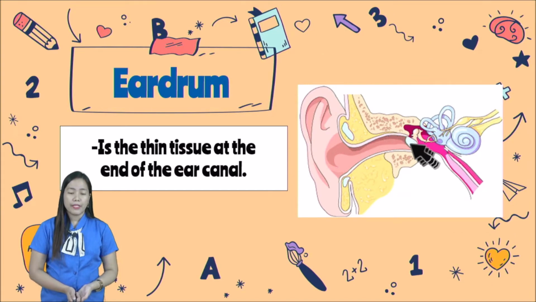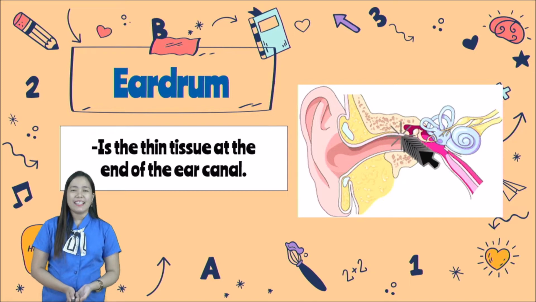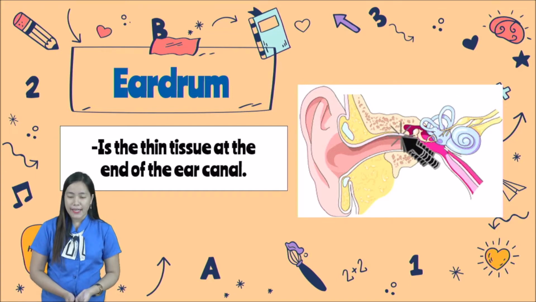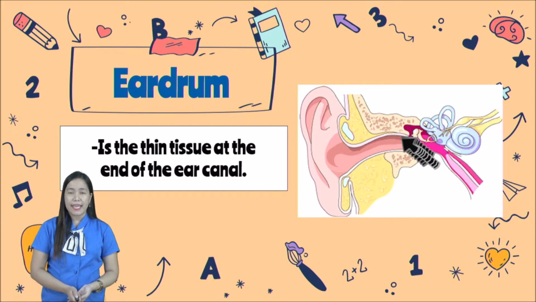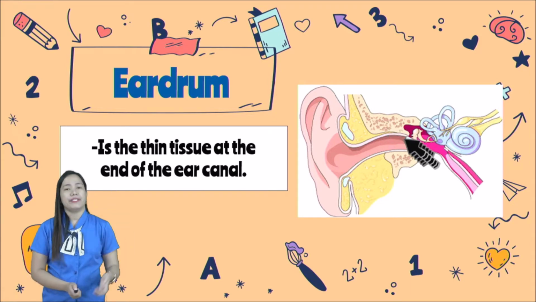Next, we have the eardrum. It is the thin tissue at the end of the ear canal. It vibrates because of the vibrating air in the ear canal. Sounds hit the eardrum, making it move. When your eardrum moves, that means you heard the sound.